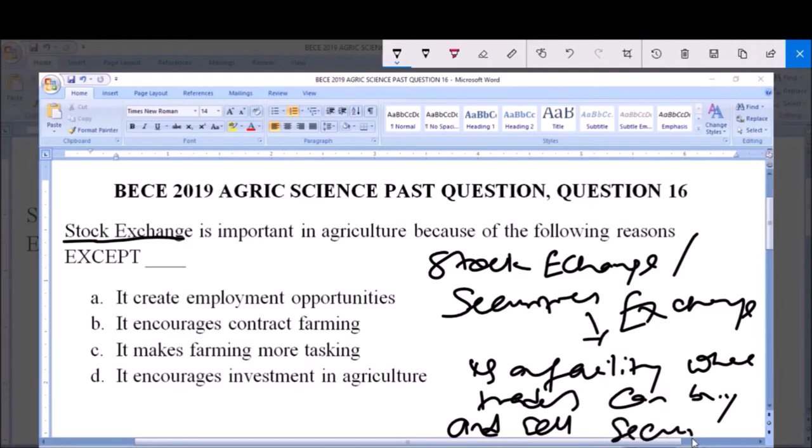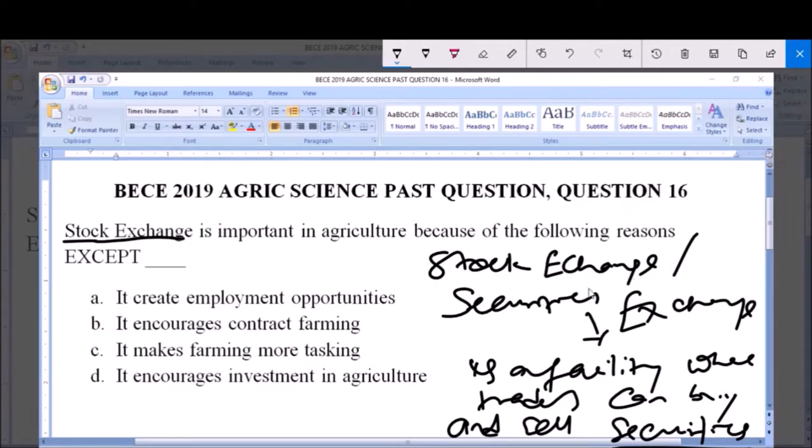Remember, I said that the name for stock exchange is securities exchange. Now I'm going to explain what the securities mean. These securities here simply refer to shares. Like take for instance, a farmer has a very large farm, but he alone cannot run this farm. What happens? He opens this farm for people to buy shares. Now, them coming to buy these shares is stock exchange. That is, they are buying and selling securities. Now, the question says, which of these is not an importance of stock exchange in agriculture?